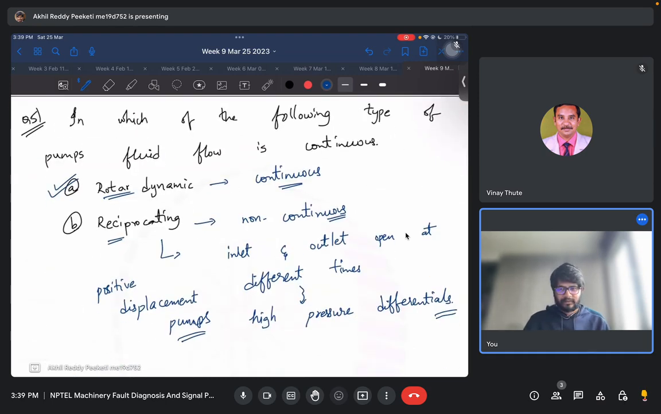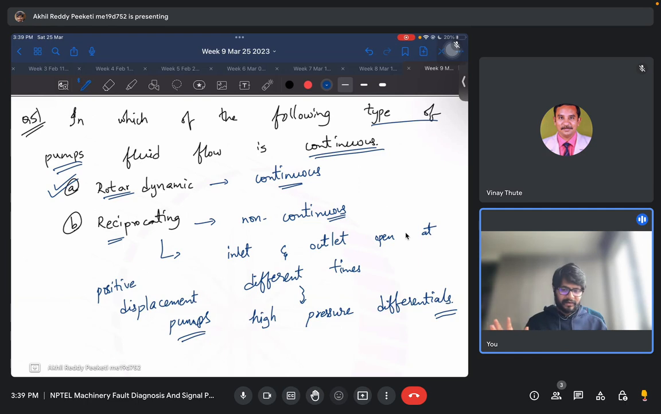Next we looked at rotor dynamic and reciprocating pumps or the positive displacement pumps. In which of the following types of pumps is the fluid flow continuous? So only in rotor dynamic pumps the fluid flow is continuous. In reciprocating pumps it would be non-continuous, as you have inlet and outlet opening at different intervals, which leads to high pressure differentials, and that's why they are called positive displacement pumps.